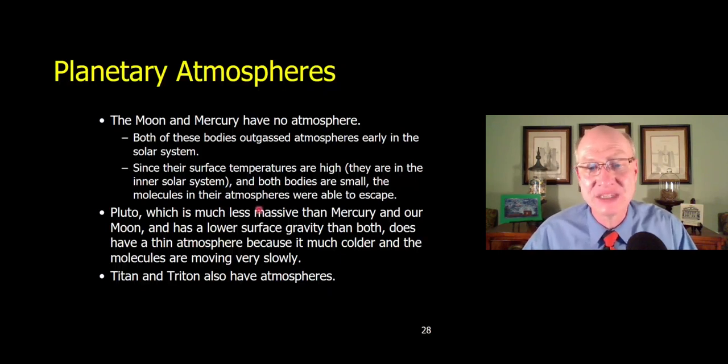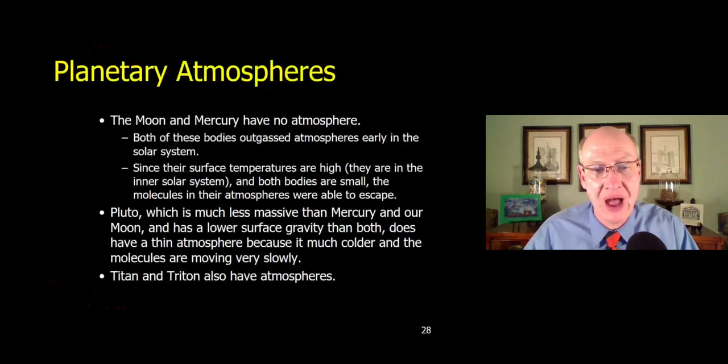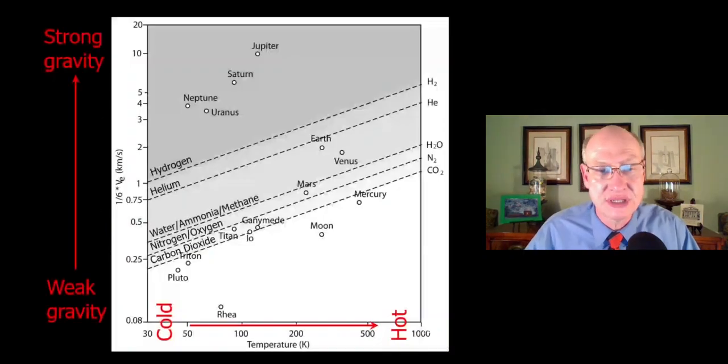Pluto is a lot less massive than Mercury. It has a low surface gravity. It has a very, very thin atmosphere because it is so cold and the molecules are moving so slowly, but it is a very thin atmosphere. 2 of the moons of the outer solar system, Titan, for example, here, and Triton. Titan has a significant atmosphere, as we will see in a second, made up of carbon dioxide, and that's because it is cold.